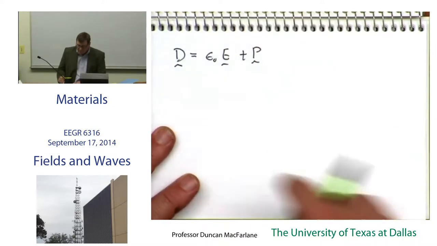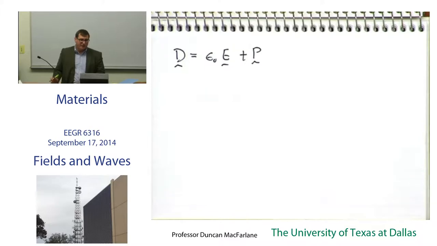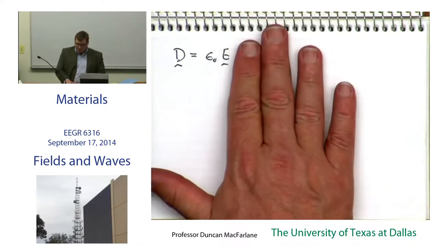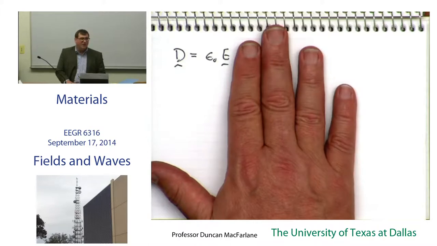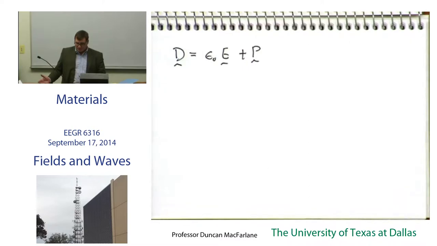D, the electric field D, and the electric field E. Okay? And what we mostly will do is we will be talking about simple relationships between D and E. And in this case, I've covered up the polarization, the macroscopic polarization, and I just have the contribution due to vacuum or to free space. All the materials, which is the subject of this lecture, is going to be in P.